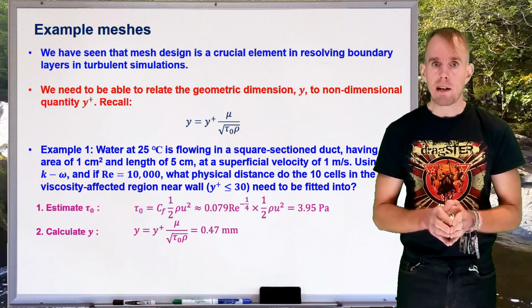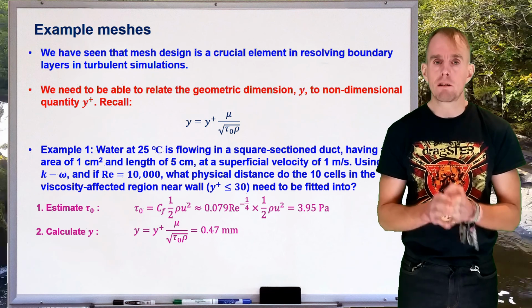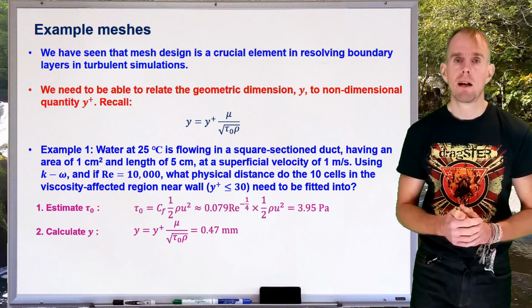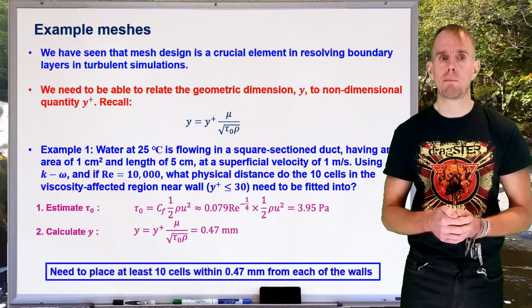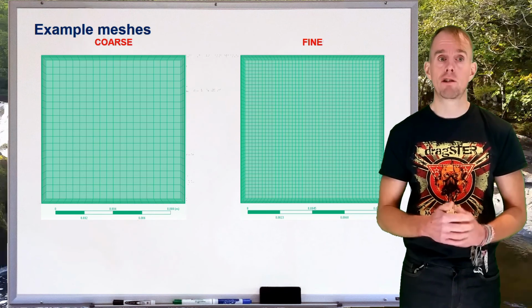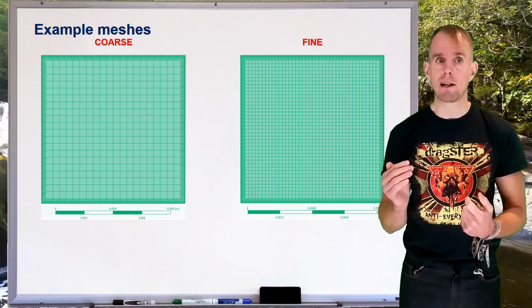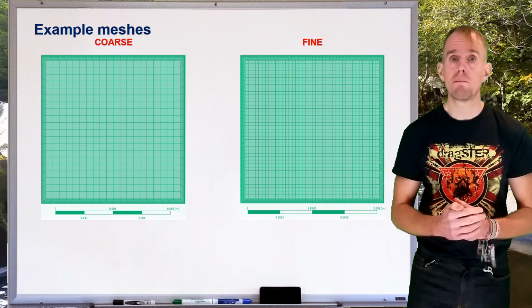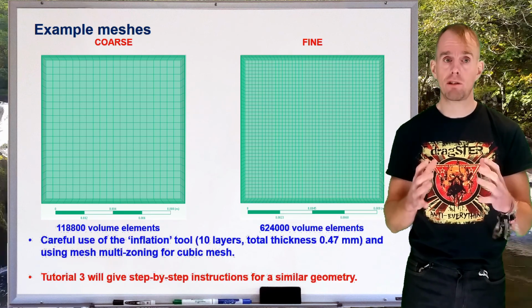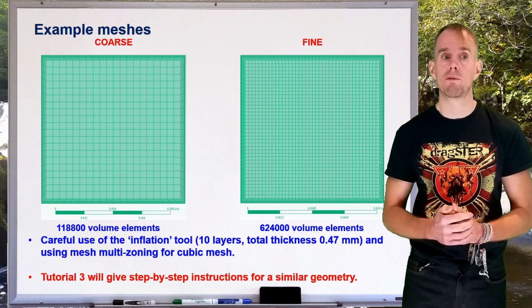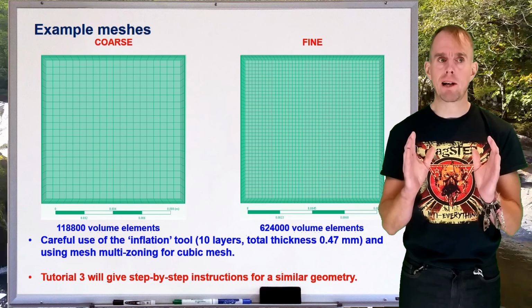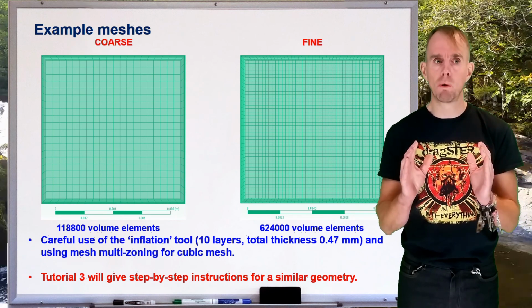So now I have a physical distance that I need to place mesh into when I'm designing the geometry for this duct. Let's have a look at what the example meshes actually look like. So here on the board are pictures of a coarse mesh and a fine mesh. And note that we've effectively got two mesh regions here. We've got a region of mesh in the middle of the system. That is where my turbulent core of the flow is going to be. And then I've got a very, very finely resolved mesh in that boundary layer at the wall.